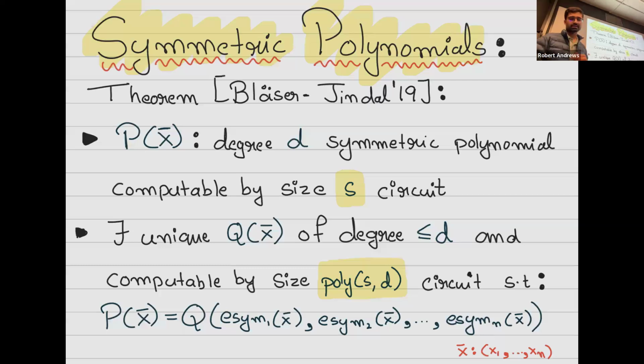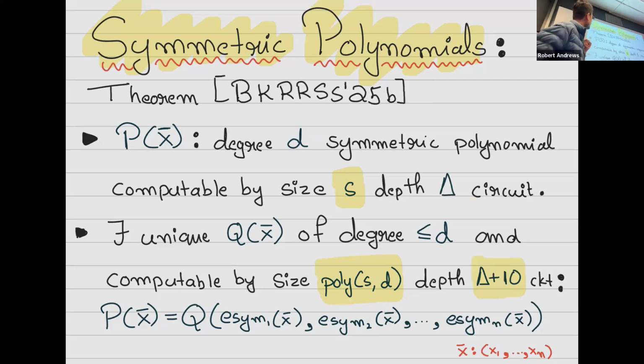And what we show is that this result is also depth preserving. So suppose P(X) has a circuit of size S and depth delta. Then Q(X) has a circuit of size poly(S, D), and the depth is a very small blow up in depth. I wrote delta plus 10 there, it's some small constant, whatever it is.